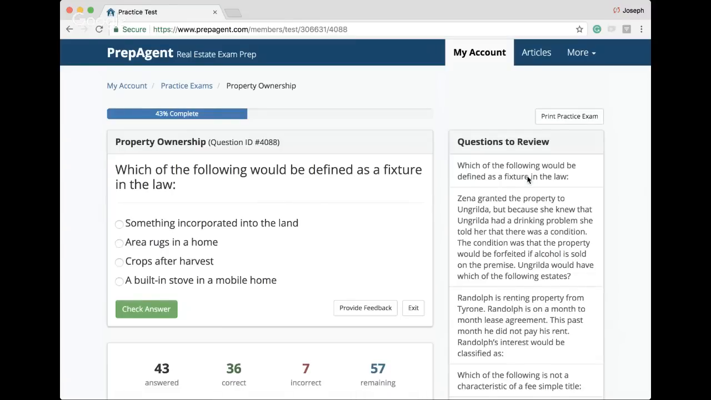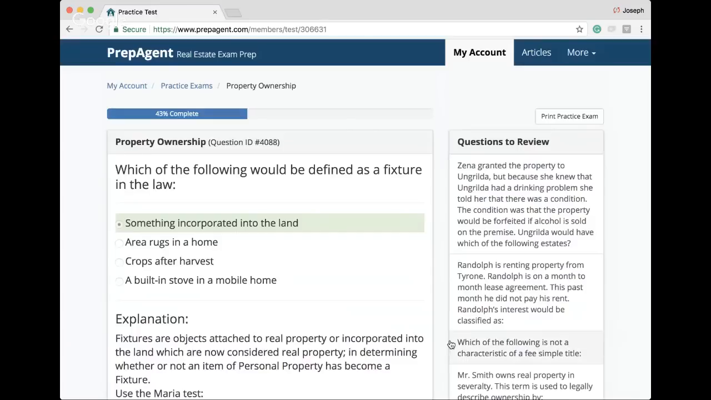Which of the following would be defined as a fixture in the law? We went over this before. I want everybody to get this right. Let's do it really quick. 3, 2, 1. What do you guys think? And you should be getting something incorporated into land. Exactly. Perfect. Great job.